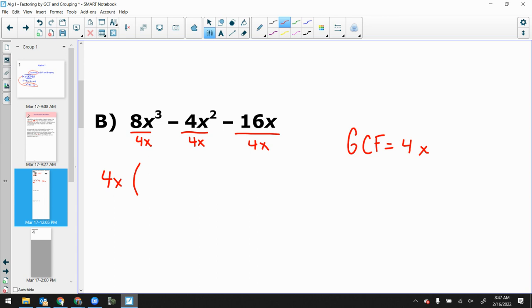Now we keep going here. 8 divided by 4 is 2. Now, I had x to the third, and I took out one of them. x to the second left over. I have negative 4 divided by 4 is 1. And then we have x squared, but I took out one of them. Just x left over. I have 16. I divide out the 4. I get 4. Now, the x gets divided out as well. I just cap my parenthesis here.